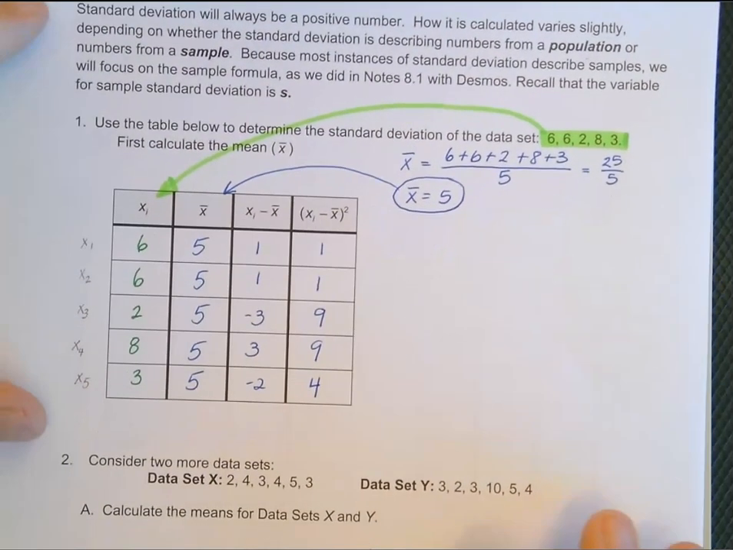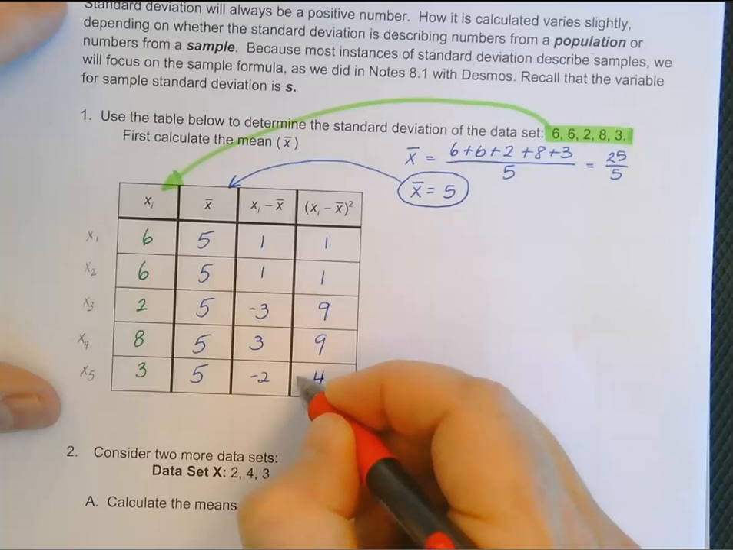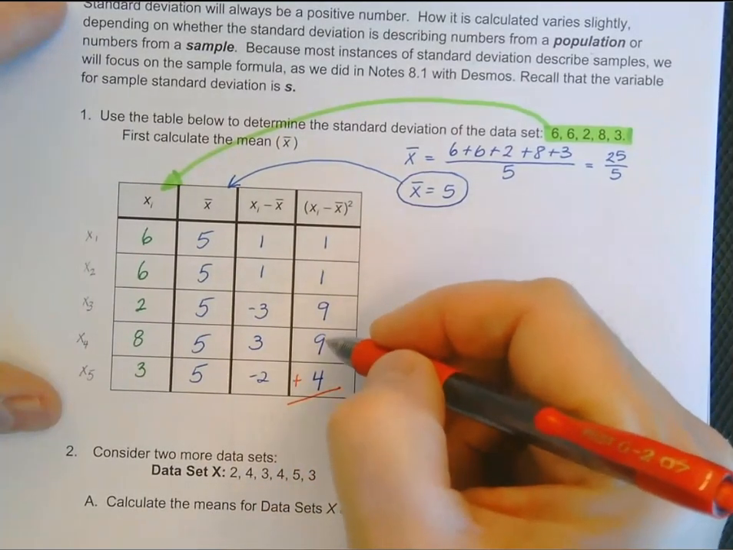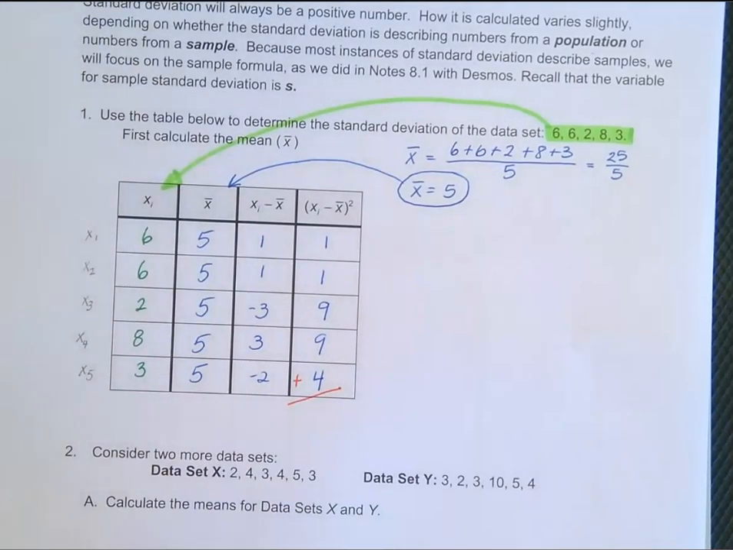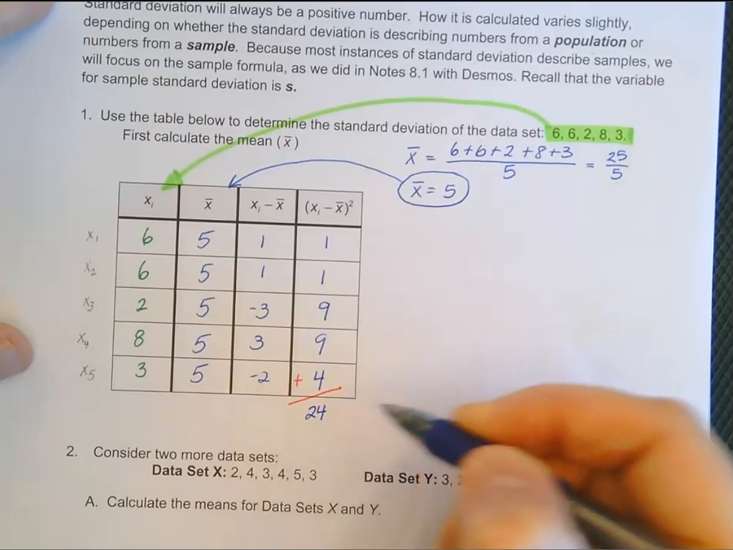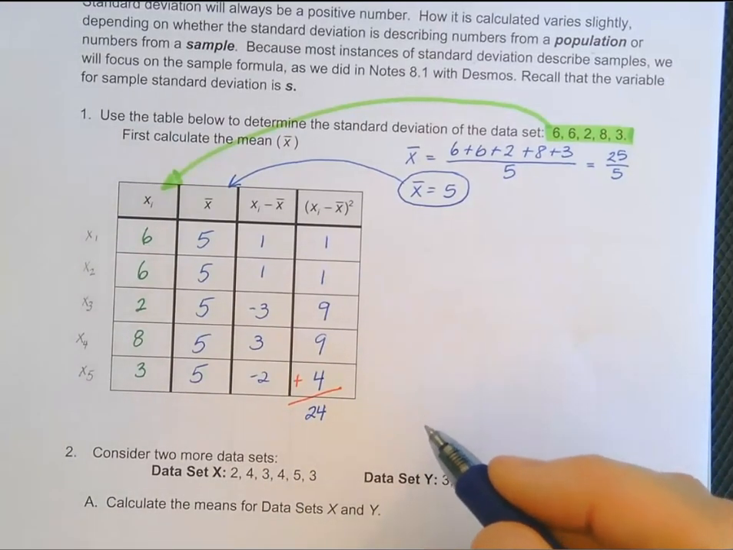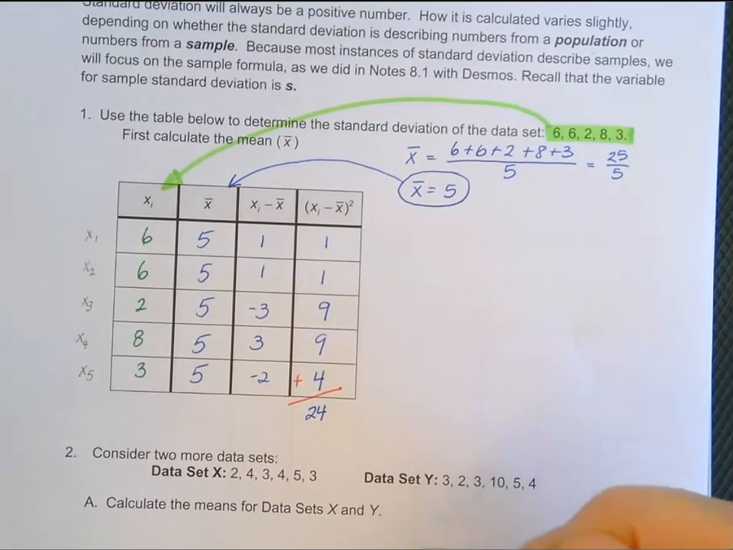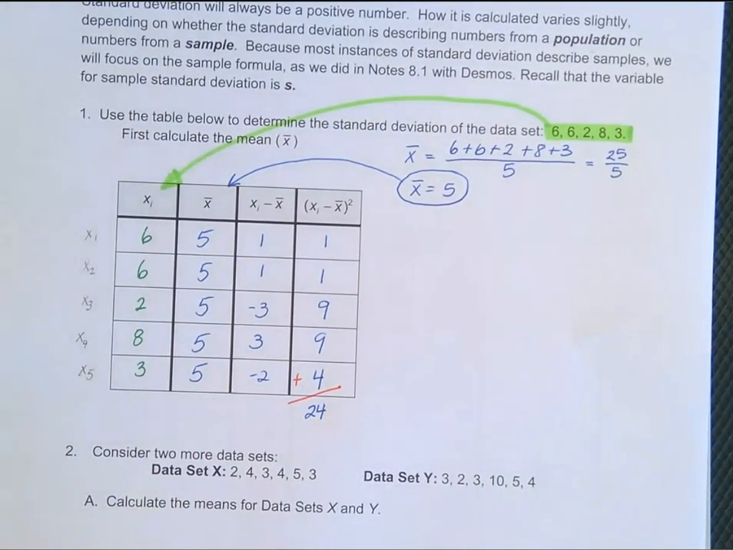Okay, then there's just a few things that we're going to do here outside of the chart. First thing that we need to do is we need to add these together. 1 plus 1 plus 9 plus 9 plus 4. That's going to be 24. Okay, are we okay with that?